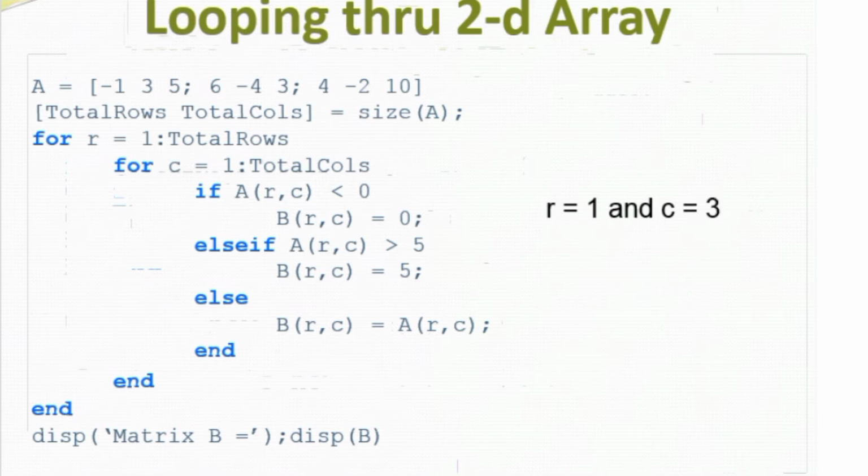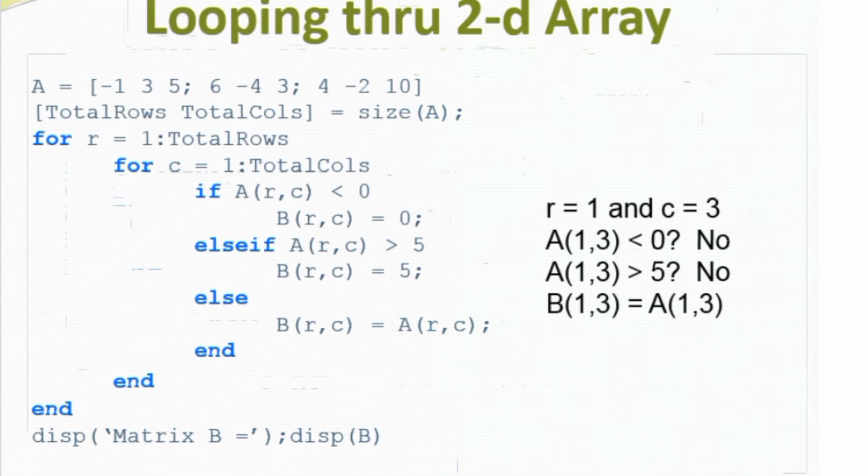Still in the inside loop. So I'm still on row 1. I have moved to column 3. Is A1,3 less than 0? Nope, it's 5. Is it greater than 5? No, it's 5. So B1,3 gets set exactly equal to the value of A1,3, and it becomes 5.